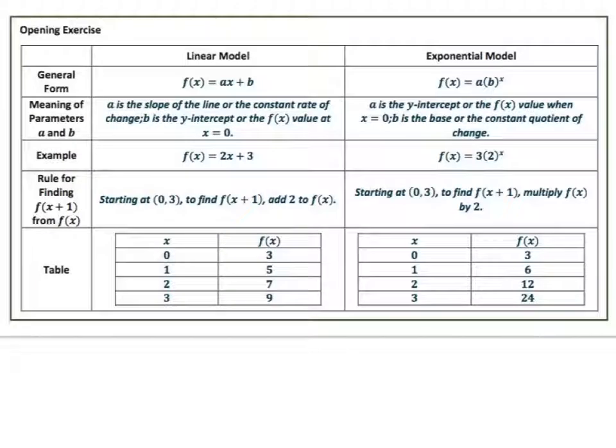Cool. I promised you much more legible. Go ahead and push pause and make sure you have everything written down correctly, okay? When you're done writing it down, go to the next slide.